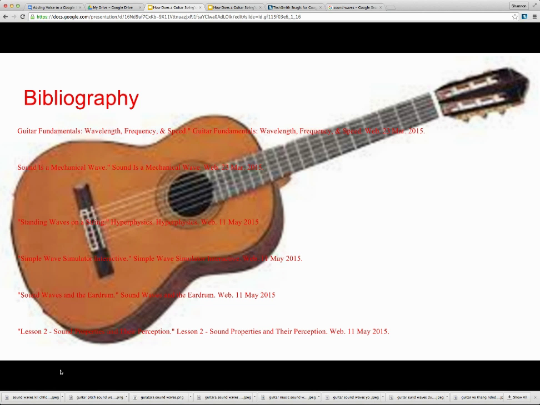Bibliography. As I said before, I used many resources, and here are the main ones I used. So you gotta give credit, otherwise plagiarism, then you go to jail. Jail's not fun.